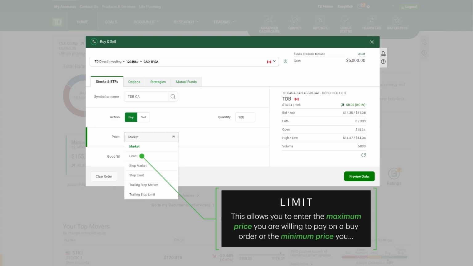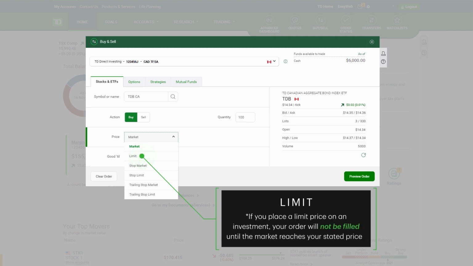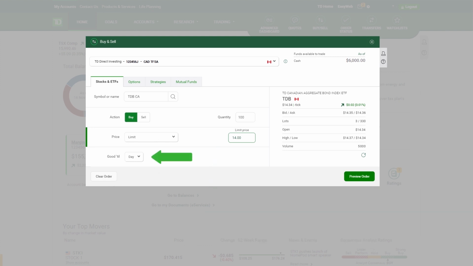Limit allows you to enter the maximum price you are willing to pay on a buy order or the minimum price you are willing to accept on a sell order. The price is guaranteed, but you may have to wait until the security trades at the price you set. For example, if you place a limit price on an investment, your order will not be filled until the market reaches your stated price. In the Good Till field, indicate the length of time that your order will be valid.